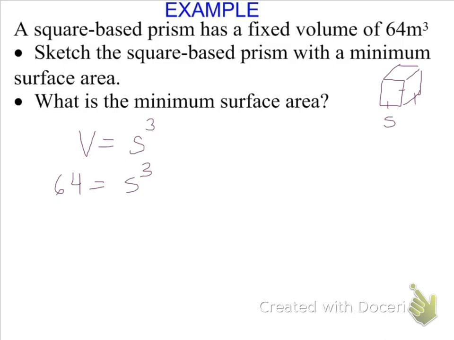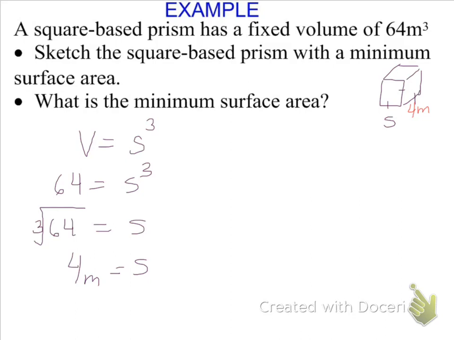Now to undo a cube, you can't use the square root, because that's only the opposite of squaring. So we have to find the cube root button on our calculator. It has a 3 and a root sign. So the cube root of 64 will give us S by itself. And S equals 4 meters. So in the diagram, it says to show a labeled diagram, so we're going to make this value S 4 meters. So all of these dimensions are 4 meters.